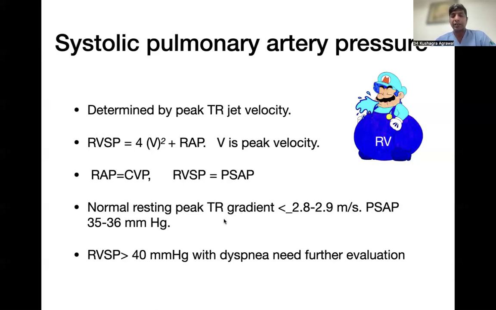Normal resting peak TR velocity should be less than 2.8 meter per second. If this jet velocity is more than 2.8 or 2.9 meter per second, it shows higher PA pressure. When we convert this into pressure, it should be less than 35-36 millimeter of mercury. But if this pressure is more than 40 millimeter of mercury and the patient is having symptoms of dyspnea, it means something is wrong. We should further evaluate our patient. There is a risk of pulmonary hypertension or pulmonary thrombus in this patient.